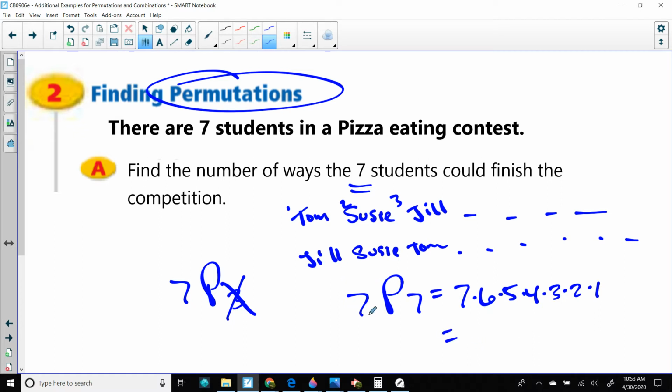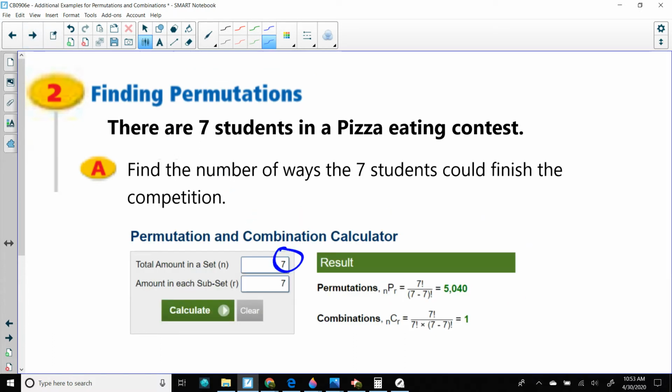What I did instead was I went to the permutation combination website that's attached to this assignment. And on that, I just plugged in 7 students taken 7 at a time. Now, we don't want a combination because combination means order doesn't matter. And if I put all 7 of them in a line and order doesn't matter, there's only one way to do that. You just group all 7 of them up together. That would be a combination. That would be if order doesn't matter.